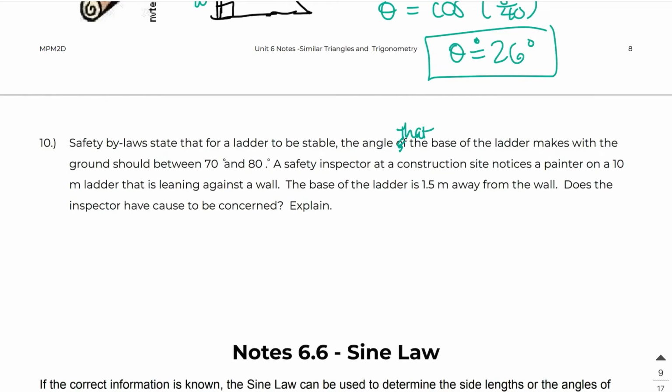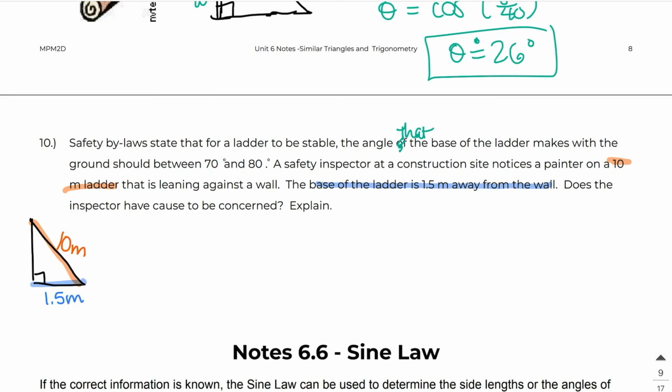So let's draw a picture of what's going on here. So here's our wall, here's our ladder. That's going to give us a right angle. It tells us that the ladder is 10 meters long. So this right here would have to be 10. And it also tells us that the base of the ladder is 1.5 meters away from the wall. So this right here is 1.5 meters.